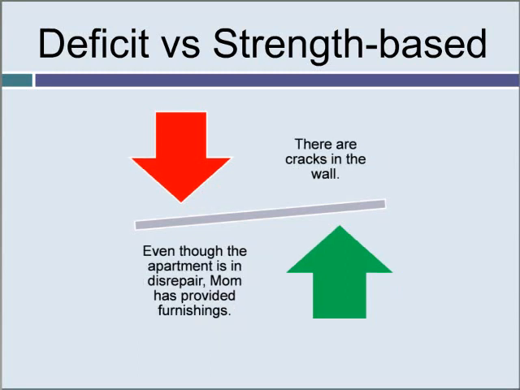Deficit versus strength-based. Yes, there are cracks in the wall, but mom has made an effort to provide furnishings and home decor for her family. There are pictures as well as cracks on those walls. When we see families only through a deficit lens, we miss the opportunity to empower them to grow.